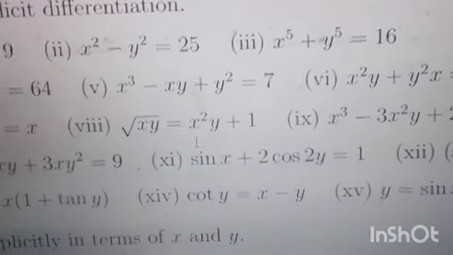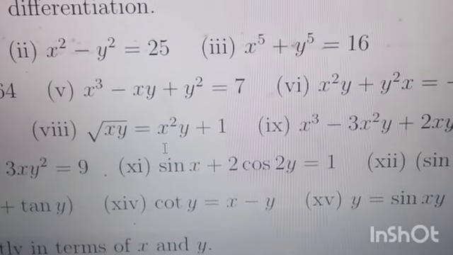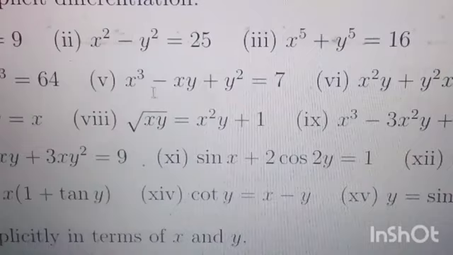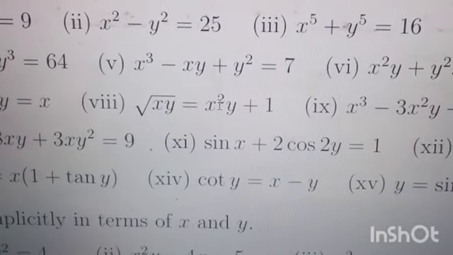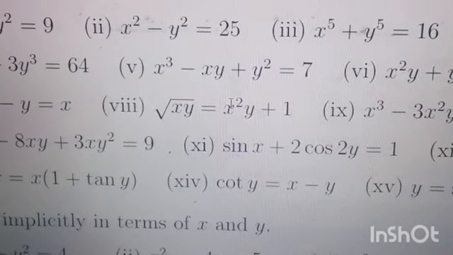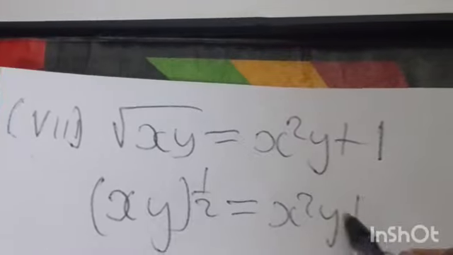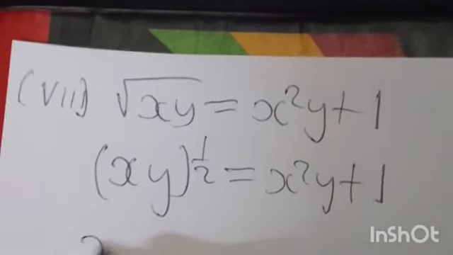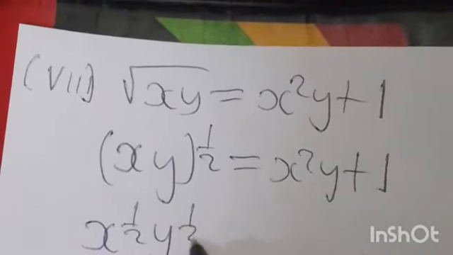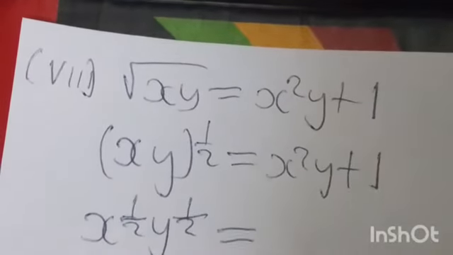So on part 8, we have root of xy is equal to x squared y plus 1. Whenever we have a root, it's just xy to the power half, which is equal to x squared y plus 1. So here you can make x to the half, y to the half. You distribute the power half so that everything is as easy as possible.